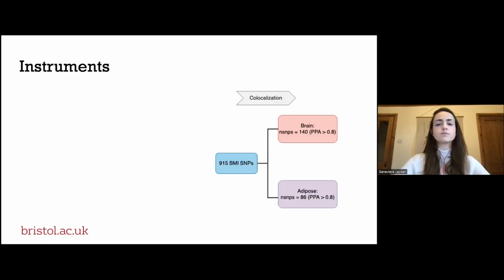On the previous slide, I just highlighted one example where there was evidence for colocalization at a specific locus with BMI. But overall, the colocalization analysis was performed systematically for all 915 BMI SNPs with adipose and with brain gene expression. Out of those 915 BMI variants, I identified 140 with a shared causal variant with gene expression in brain and 86 in adipose tissue. And this was followed up by a substantial amount of further characterization.